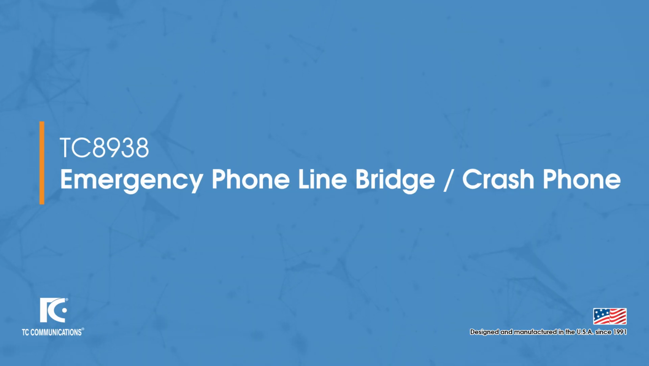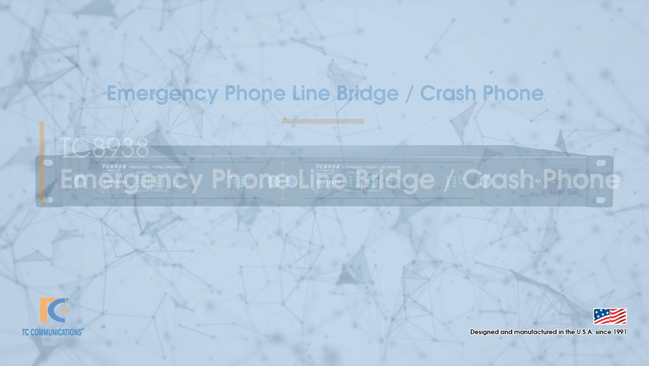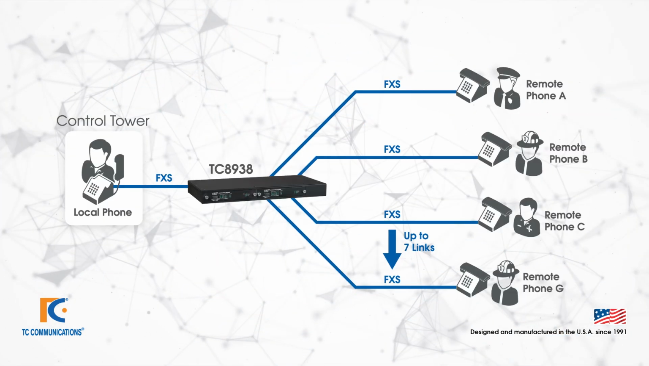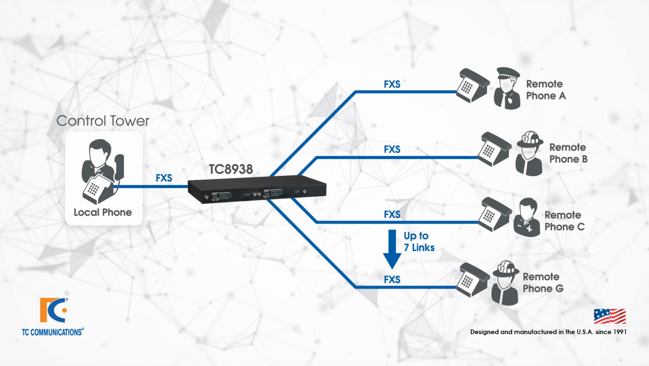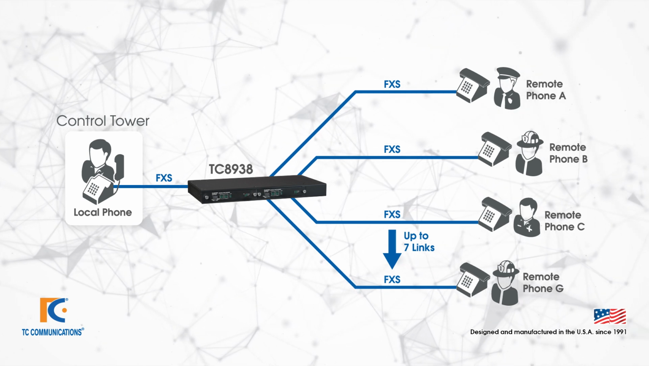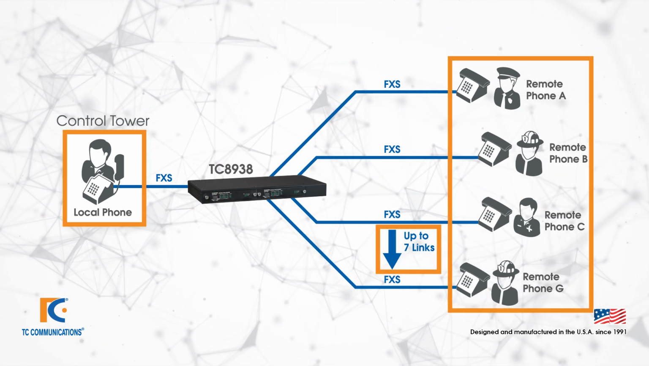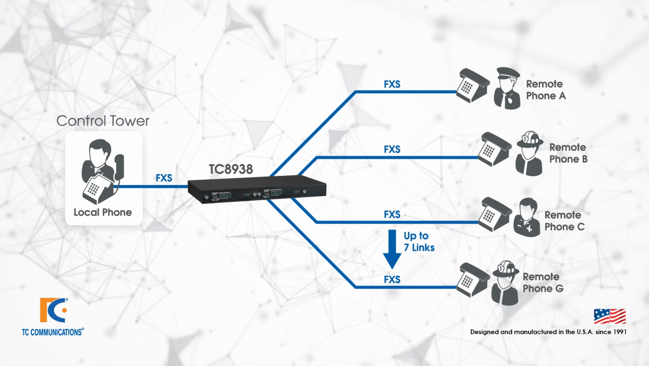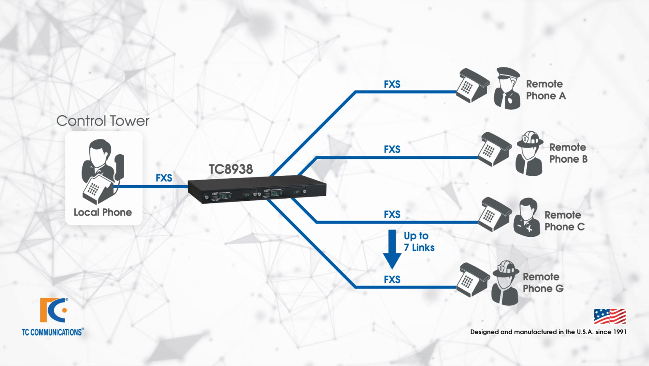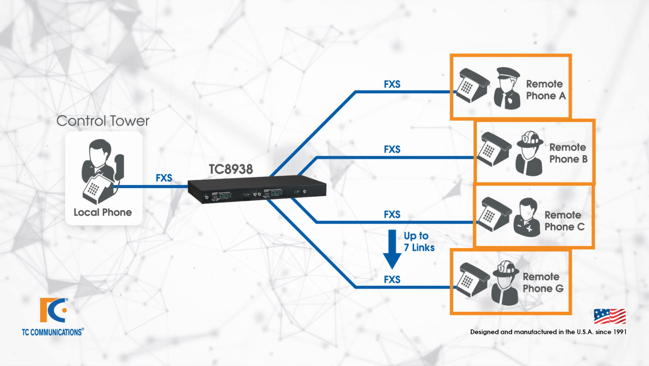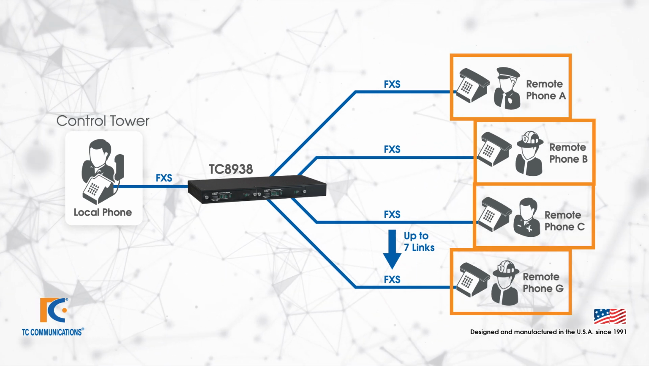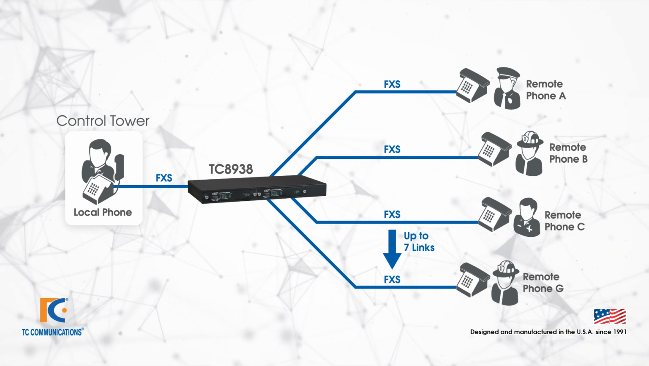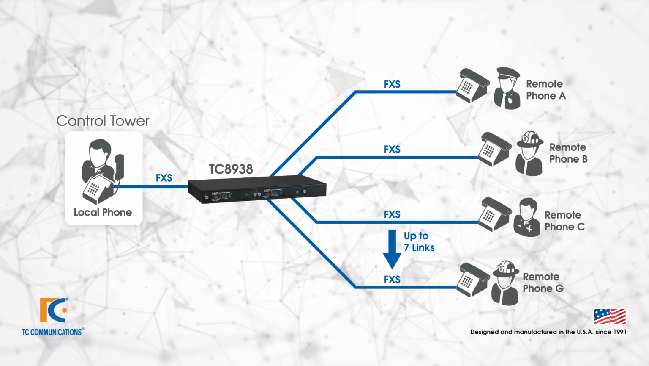Lastly, let's talk about our primary crash phone product, the TC8938. The TC8938 is typically used in emergency party line network applications, and up to 8 users can be linked to one party line conversation. Remote extensions can be located at police, fire, ambulance, and health facilities, and a PBX is not required. The TC8938 can be configured in a couple of different ways.